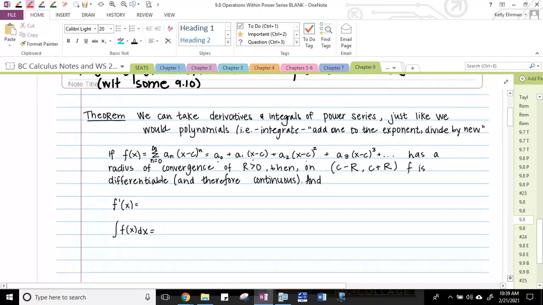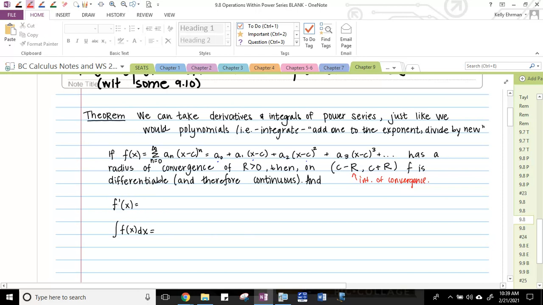So same idea with the power series. If we have some sort of power series where you can generate out the terms like this, and that power series has a radius of convergence, something bigger than 0, so it converges somewhere other than just its center point, then on that interval of convergence, which is just the center plus or minus r, f is differentiable, and if something's differentiable, we know it's continuous.